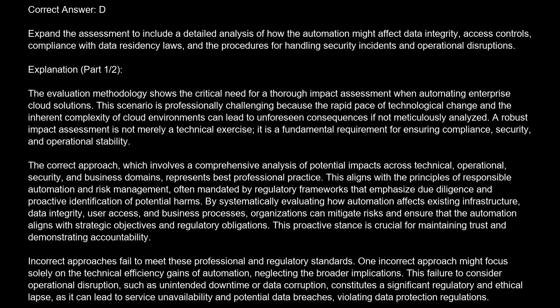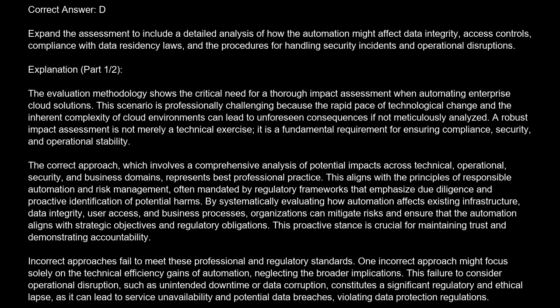The correct approach, which involves a comprehensive analysis of potential impacts across technical, operational, security, and business domains, represents best professional practice. This aligns with the principles of responsible automation and risk management, often mandated by regulatory frameworks that emphasize due diligence and proactive identification of potential harms. By systematically evaluating how automation affects existing infrastructure, data integrity, user access, and business processes, organizations can mitigate risks and ensure that the automation aligns with strategic objectives and regulatory obligations. This proactive stance is crucial for maintaining trust and demonstrating accountability.